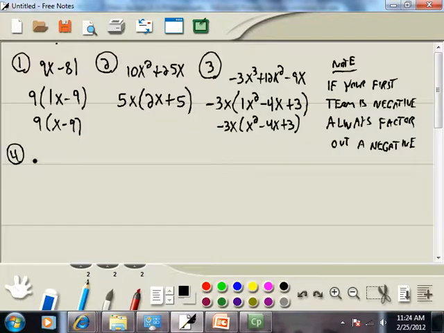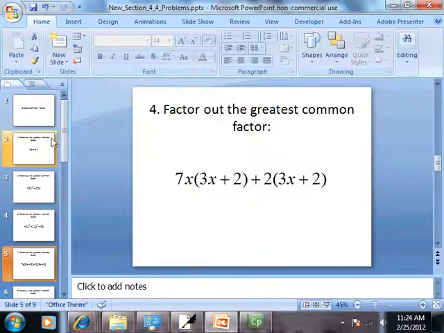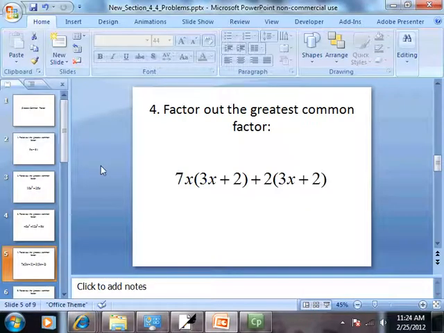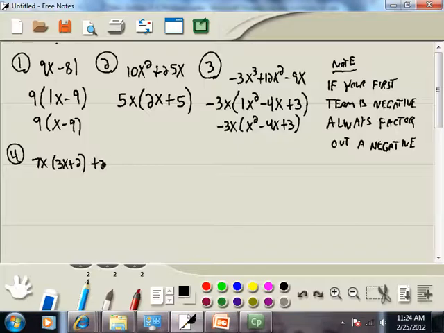Let's look at our fourth example. We got 7x times 3x plus 2, plus 2 times 3x plus 2. Now this is the greatest common factor. That does not say that it has to be a number. That does not say it has to be an x to a power. You can have anything in common. In this particular problem, notice how they both have a 3x plus 2 inside of parentheses. So I'm going to take that 3x plus 2 and put it out in front.